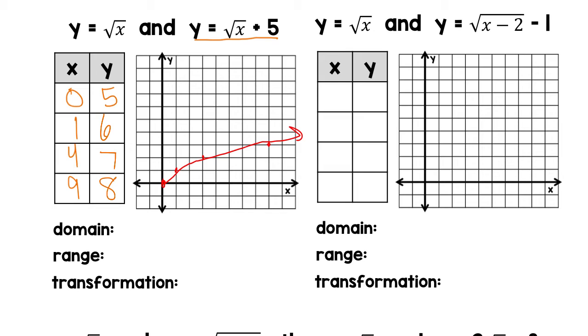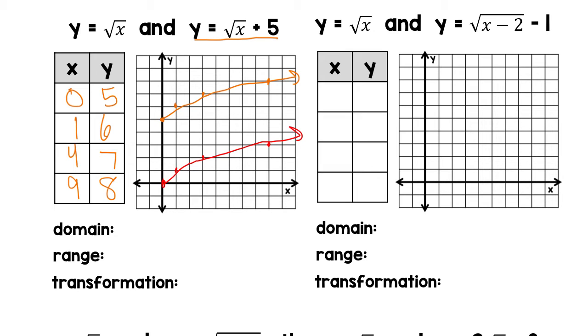Now, let's plot those points. 0, 1, 2, 3, 4, 5. 1, 6. 4, 7. 9, 8. So you can see the orange line of our new function, y equals square root of x plus 5, is different than the red function, the parent function, y equals the square root of x.